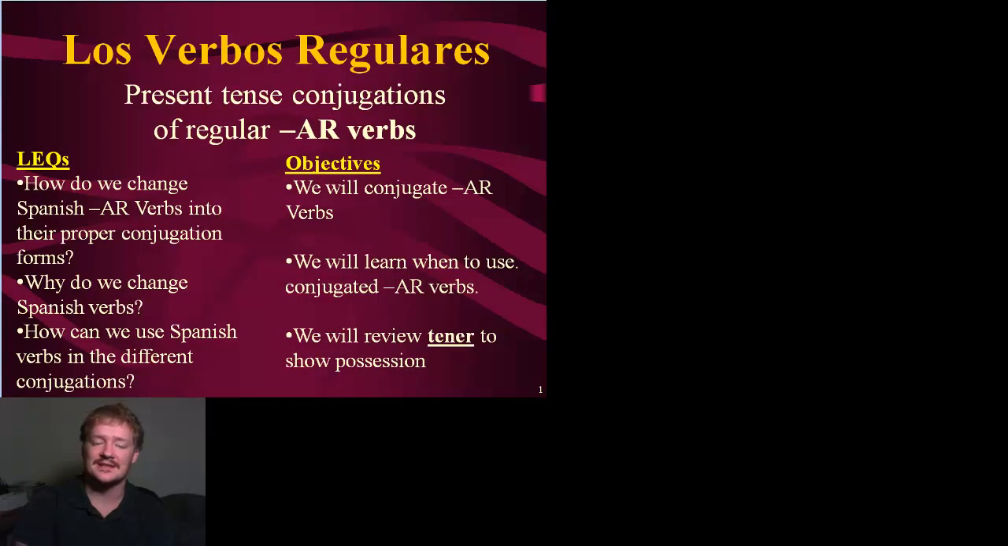Today we're going to be discussing los verbos regulares, which are present tense conjugations of regular AR verbs. Some of the things I want you guys to be able to do today are my objectives. We will conjugate AR verbs, we will learn when to use these conjugated AR verbs, and we're going to review the verb tener, which means to show possession or to have.